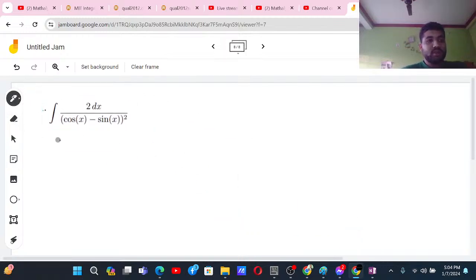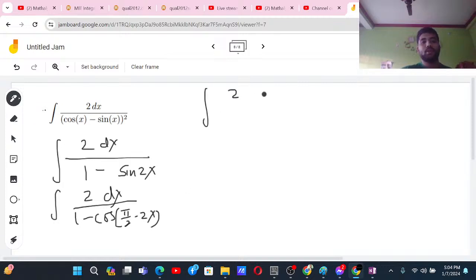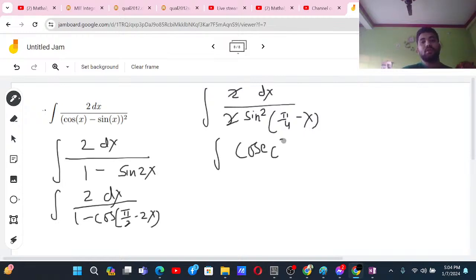Okay, let's first try to expand this. 2 dx, cos square x minus 2 cos x sin x plus sin square x. So that's 1 minus sin 2x. Now we can just change sin 2x to cos: 1 minus cos of pi by 2 minus 2x. So the integral of 2 dx by 2 sin square of pi by 4 minus x. The 2 cancels out, so now it turns out this was an easy problem.